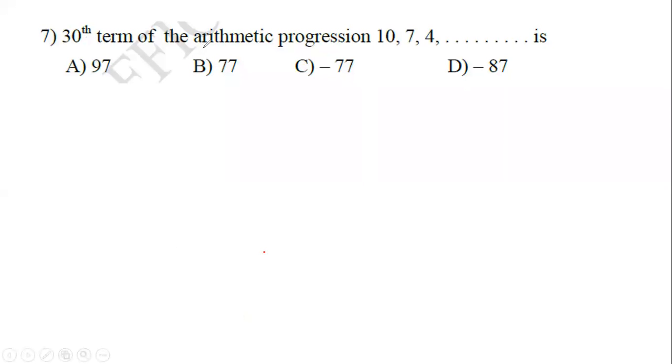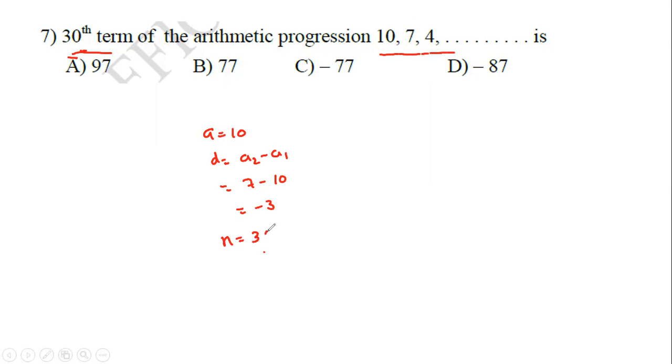the 30th term of the arithmetic progression. You need to find out the 30th term of the arithmetic progression. The given progression is 10, 7, 4, dash, dash, dash. Here a is equal to 10, the first term, d is equal to a2 minus a1. a2 is 7 minus a1 is 10. 7 minus 10 is minus 3.